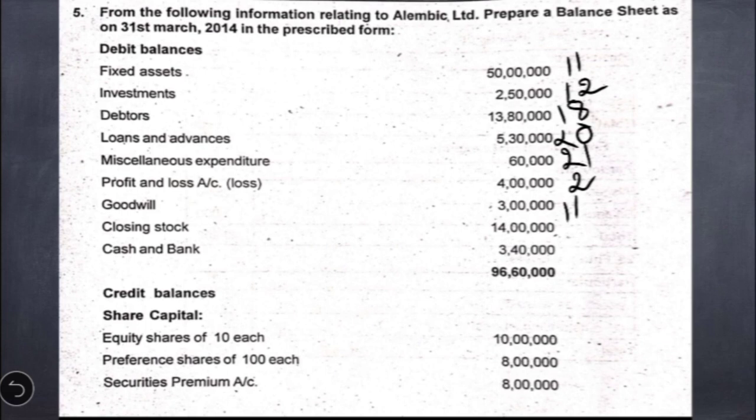Then you have closing stock amounting to 14 lakh. Closing stock is nothing but inventories. You have to write it in note number 17. Then cash and bank balance. We have note number 19 for writing the cash and cash equivalents, so you have to write there.